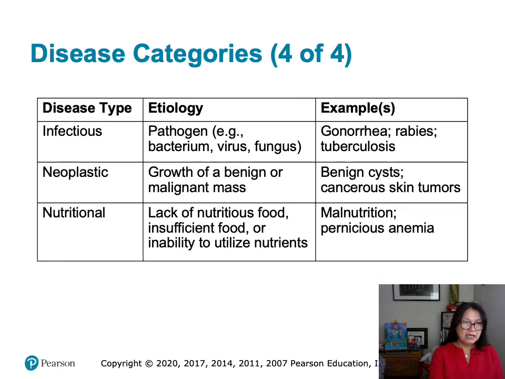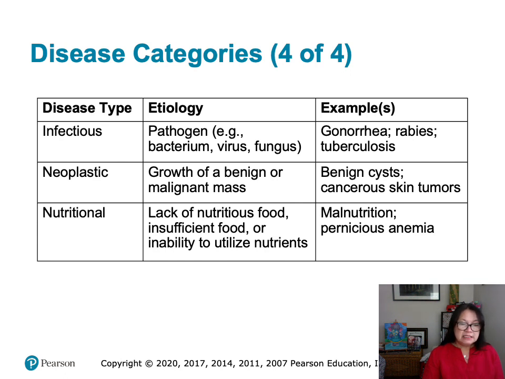Then you have infectious disease. That's caused by a pathogen such as bacteria, virus, or fungus. COVID is an example of an infectious disease caused by a virus. HIV is another example. Some infectious diseases are also classified as communicable, like COVID.